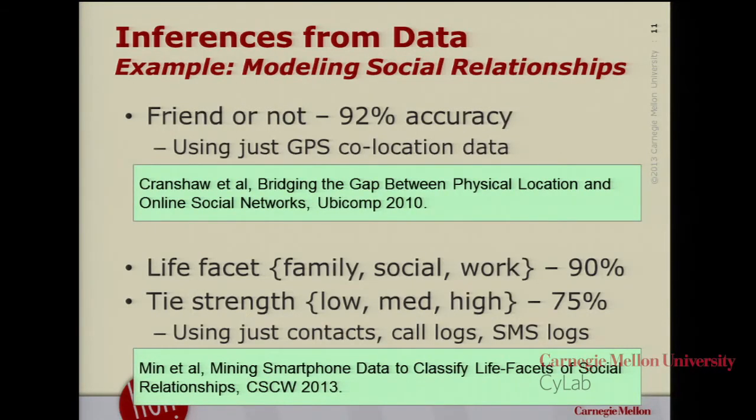And the upshot here is just examples of using this kind of data. Just using GPS co-location data, we found that we can infer with 92% accuracy whether you are likely to be friends with this person or not, if all we had is co-location data, or just GPS data from a lot of people. And using the call log data, contact list, and SMS log data, we can infer whether someone's family, social, or work with 90% accuracy. And the tie strength, whether it's someone who's close to you or not, with roughly 75% accuracy.